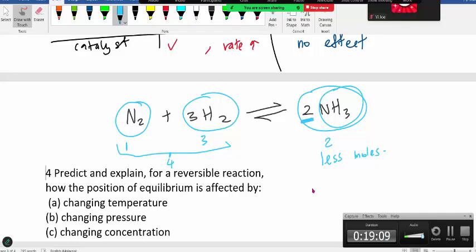If I put high pressure, I'm squashing them together or giving them space? Squashing. So if I'm high pressure, I'm squashing them. They want less people or more people? Less people. So high pressure favors less moles. If I put high pressure, it will go this way, because it's only 2 here, but 4 here. No space. High pressure means I'm squeezing it.